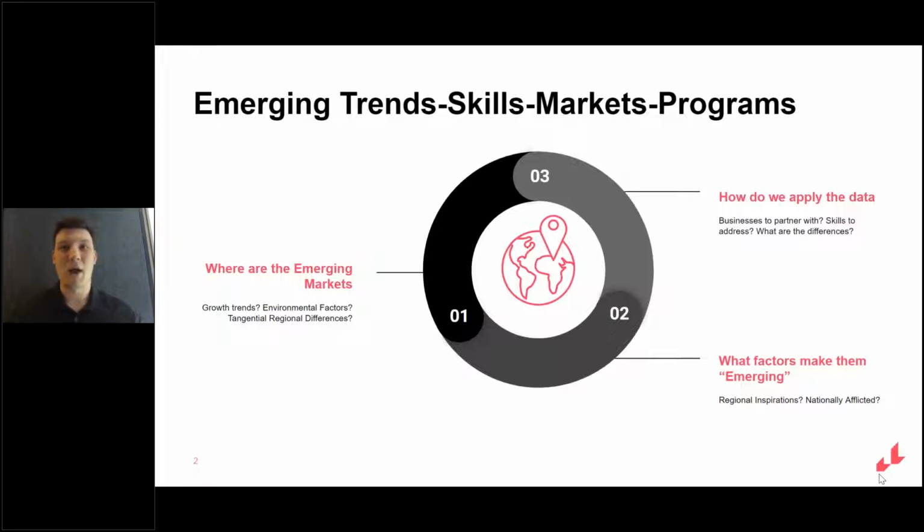Or is it that the rising tide of the nation lifts all boats of these industries and occupations, and so there's nothing really special about a specific location? It's just that nationally we're growing, or nationally we're sinking, and that's why we're seeing the change. And then how do we apply the data? We'll be finding businesses to partner with and skills to address, understanding those differences, and setting aside some occupational groups and saying, in this group of occupations within this location, what are some of the skills that are growing, and what are some of the skills unique to that area that we can address?